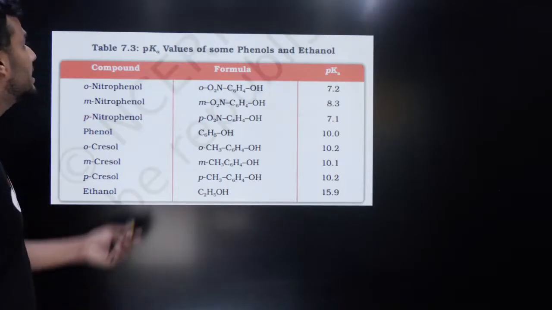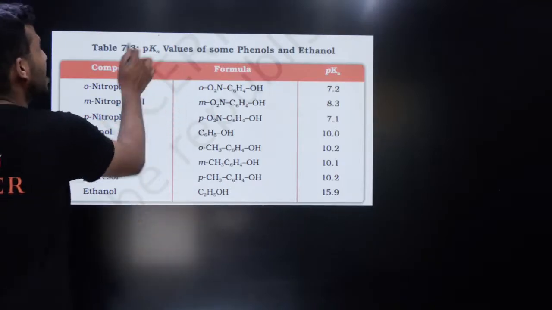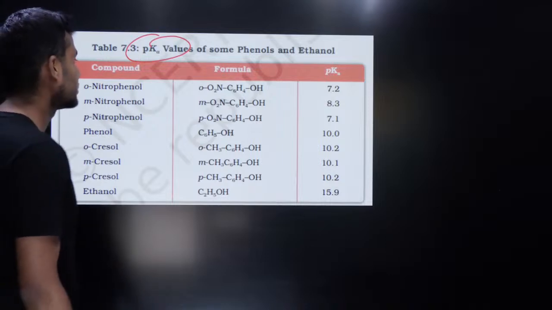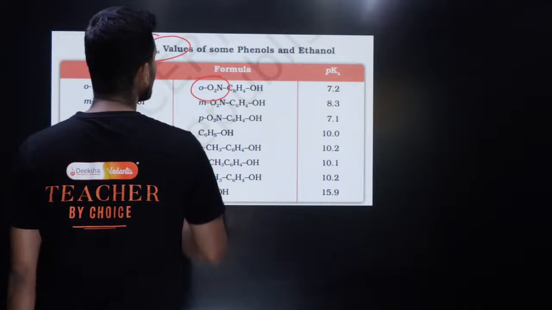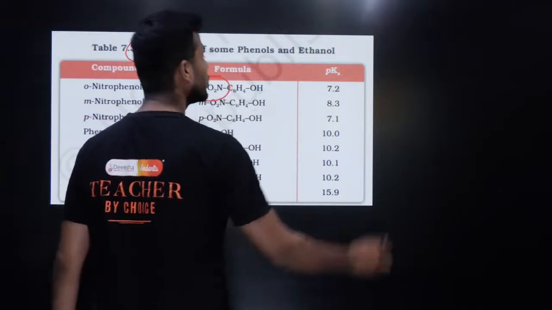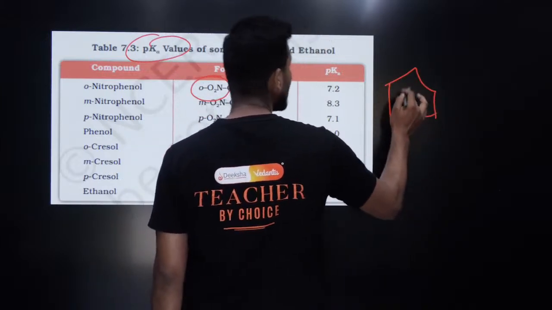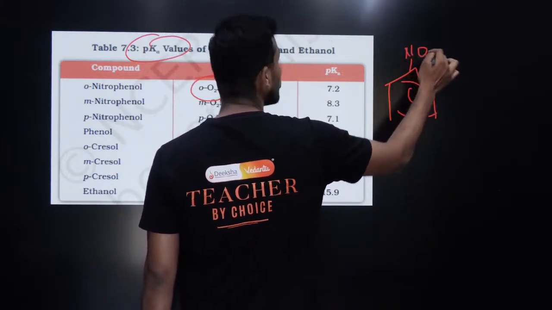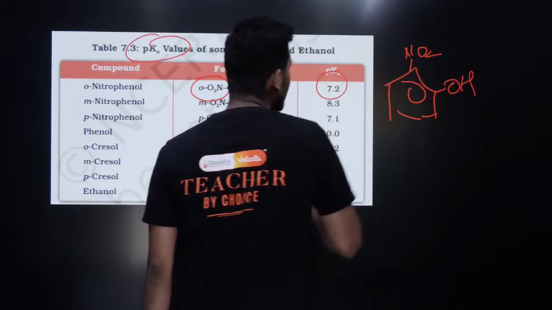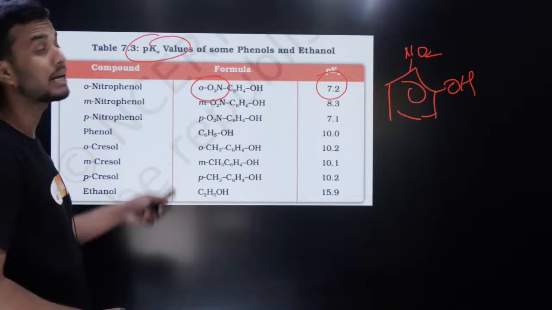Okay, students. These are a few pKa values of some phenols. Look here, C6H4OHS. If it is a nitro group, it is an electron withdrawing group. Whenever the nitro group is present at the ortho position, next to the OH group, its corresponding pKa value is 7.2. If it is present at meta, then the electron withdrawing nature is a little bit low.